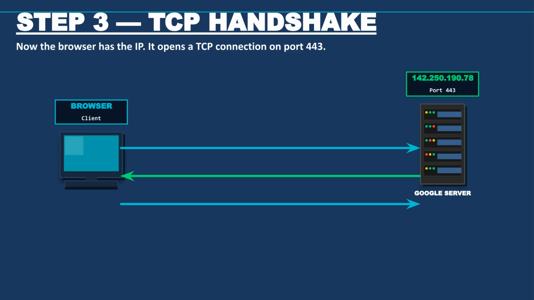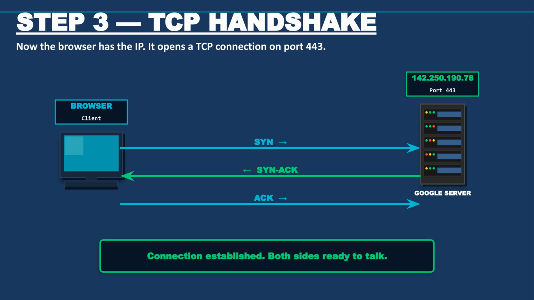Step 3 is the TCP handshake. Now that the browser has the IP, it initiates a Transmission Control Protocol connection on port 443 with the Google server. This three-way handshake, SYN, SYN-ACK, ACK, establishes a reliable connection ready for data transfer.